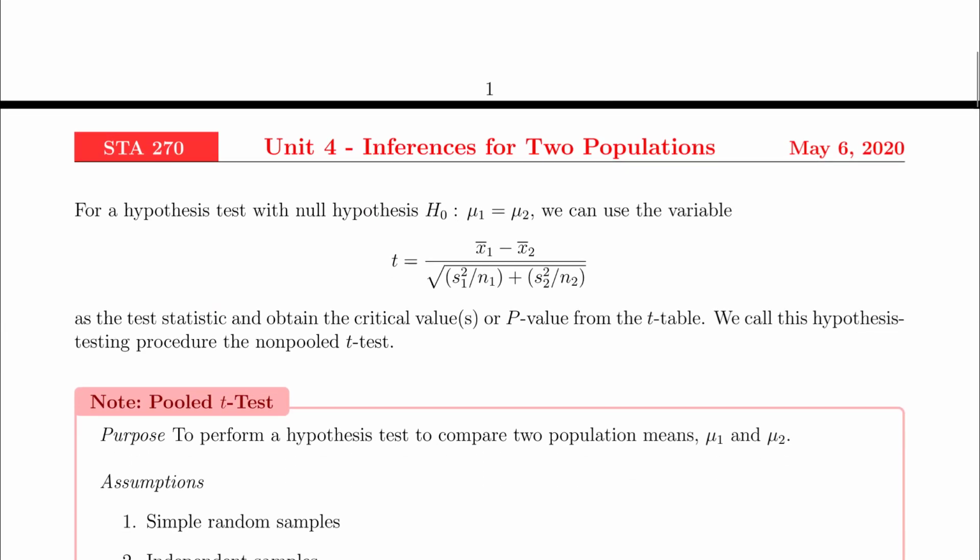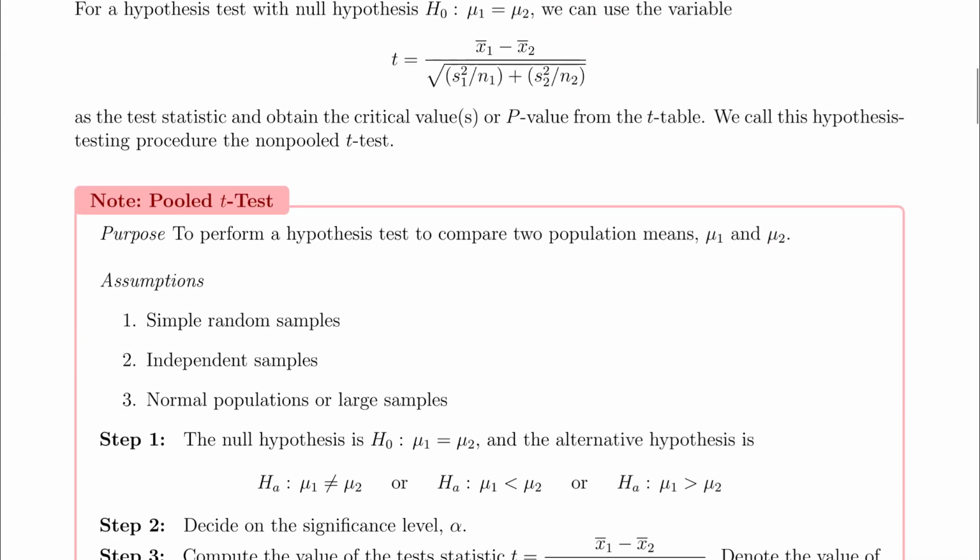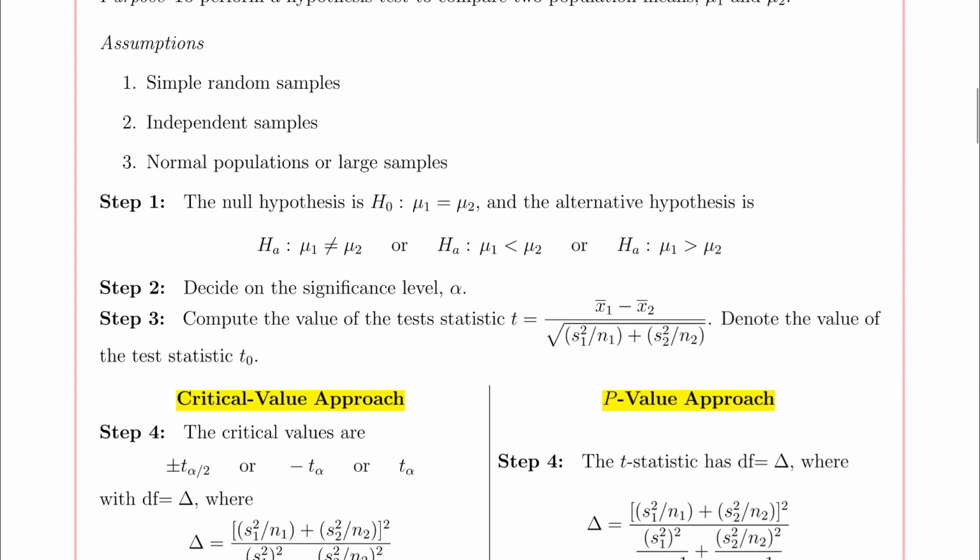The test statistic is very similar to what we saw yesterday. We have t equals x bar sub 1 minus x bar sub 2 over the square root of the sample standard deviation for population 1, quantity squared, divided by the size of sample 1, and then we repeat that with sample 2. And here's how we conduct the test.